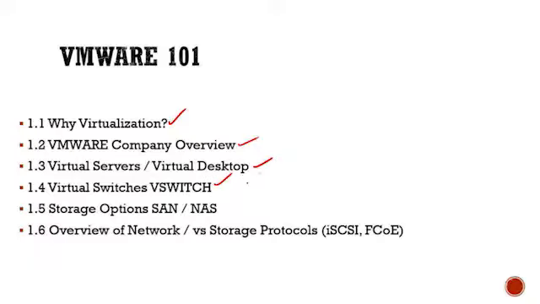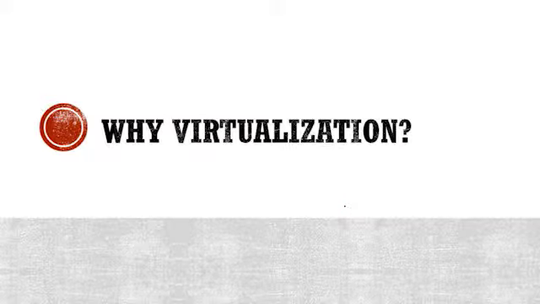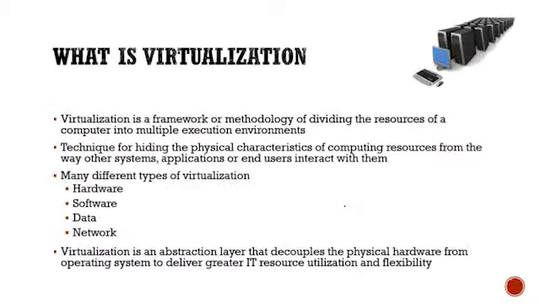And then storage options we have like SAN or NAS and all the different types of storage we use in a virtual environment. And then also an overview of the network and storage protocols like iSCSI and Fiber Channel over Ethernet. Those are the two by far most common protocols there are out there. They're network storage protocols, and we'll be talking about those as well. So let's get started with the why virtualization.